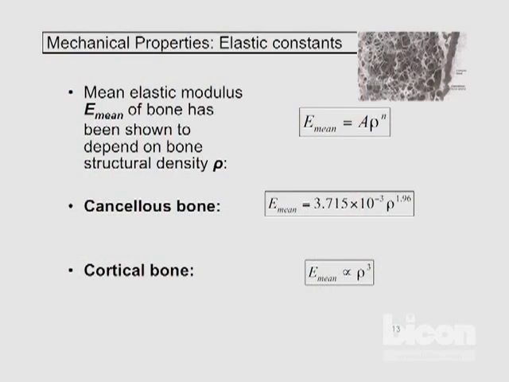There is ample experimental and theoretical evidence that shows a relationship between the density of the bone and the elastic modulus. When I say elastic modulus, I'm talking about the mean elastic modulus that we see at the macro level. This relationship is of the general form where the mean elastic modulus is proportional to a constant times the density of the bone to the power n. For cancellous bone, this power is almost 2, and for cortical bone, it's about 3.